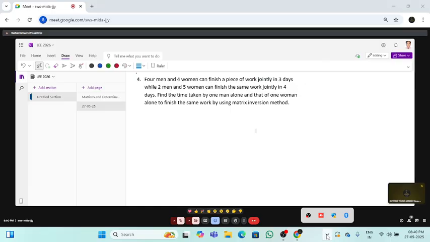I'll give you a couple of minutes. All of you please formulate the problem and tell me what you are getting as coefficient matrix, what you are getting as the B matrix, and how you are going to solve this problem.